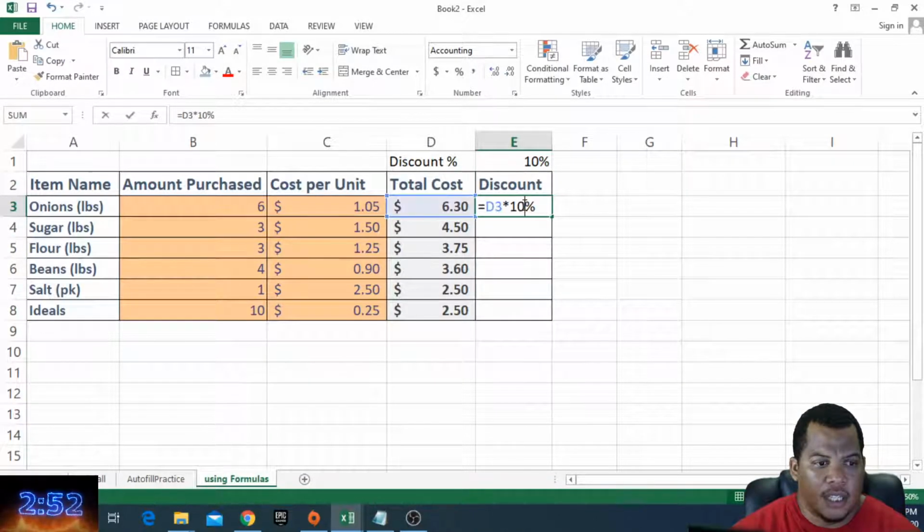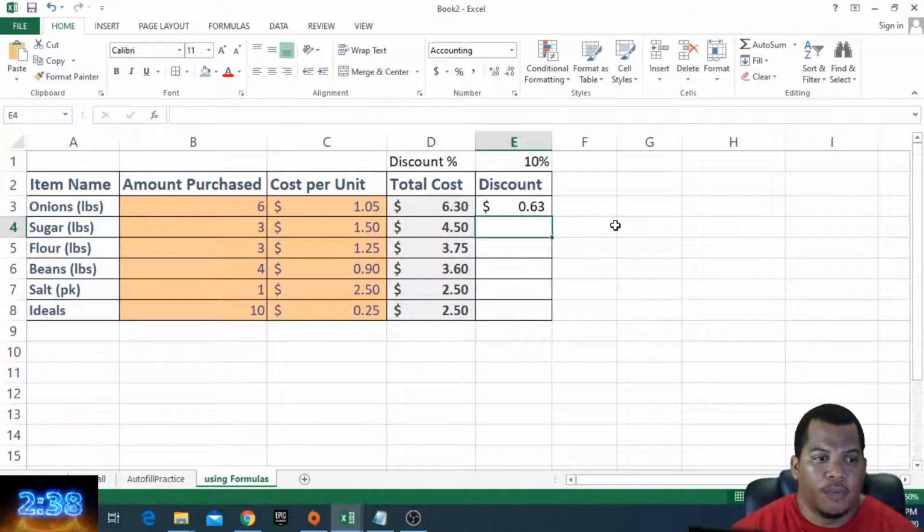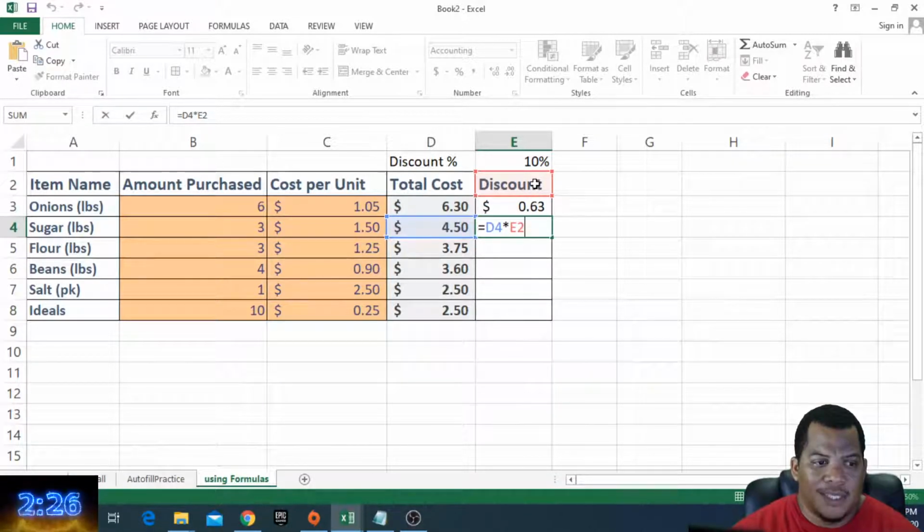is to say then that it is D3, which is our total cost, times where the 10% is located, which is in E1. So that's where our 10% is located. Now, if we autofill this, notice what happens. It gives an error. If I plug in there, it's saying D4, which is correct, times E2. So the E1 is also changing. Now we don't want that. We want it always pointing back to E1. So it's not going E2, E3, E4.